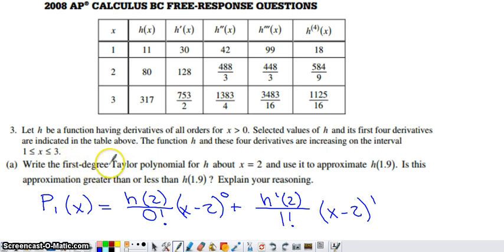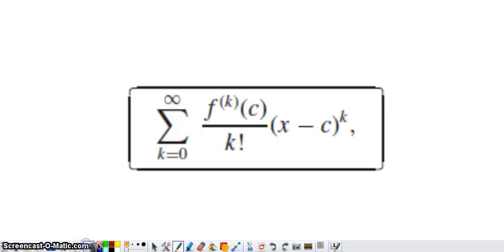In part A, it says to write the first degree Taylor polynomial for h about 2 and then use it to approximate h of 1.9. Well, you're going to have to know what the definition of a Taylor polynomial is in order to carry that out. Now, this is the definition of a Taylor series. So we're going to take the k value of 0, 1, 2, 3, however far we have to go, put those numbers in place of these k's, meaning we're going to have the function evaluated at where our series is based, the first derivative evaluated at where our series is based, the second derivative evaluated where our series is based, and so on.